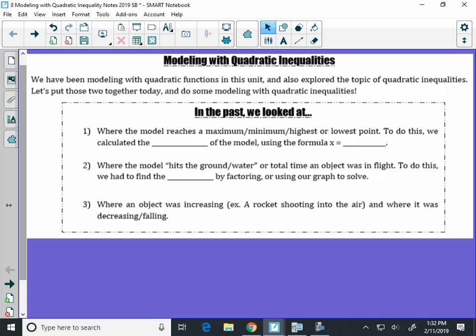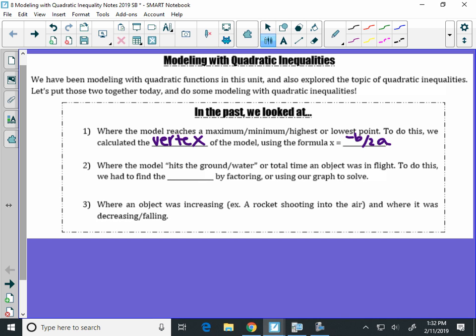We have looked at where the model reaches the highest point, the maximum, and the minimum, and we looked for the vertex when we did that. Whenever we said find the highest point or the lowest point, we found the vertex of the model. We either used our calculator or the formula x equals the opposite of b over 2a. Ultimately, do I care how you find the maximum or minimum? Not really, as long as you can find the value.